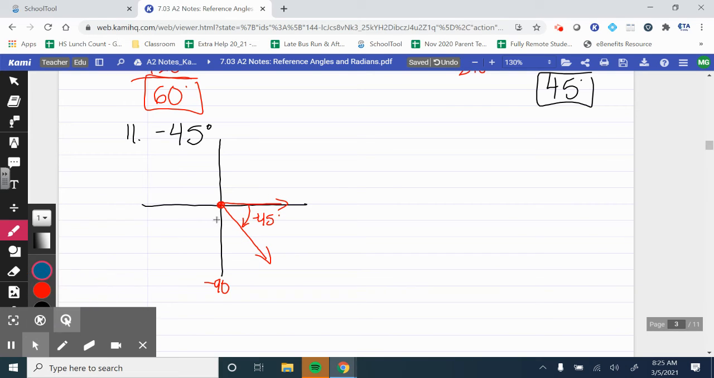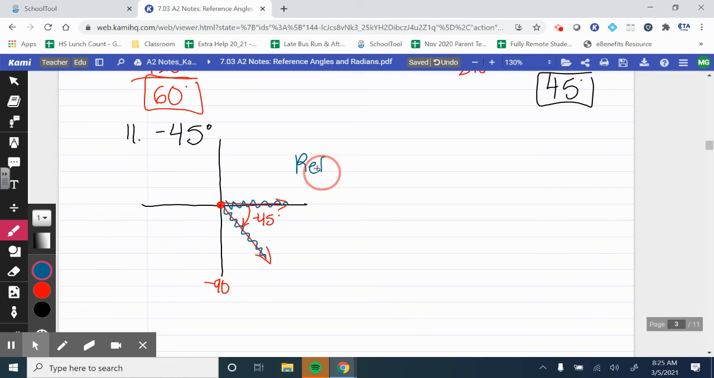All right, now squiggle your terminal side, squiggle the part of the x-axis closest to that, and we just trace the exact same angle. So is negative 45 degrees acute? Yes, it's less than 90. Is it positive? No, it's negative. But we know that this angle is 45 degrees. It's just in the negative direction.